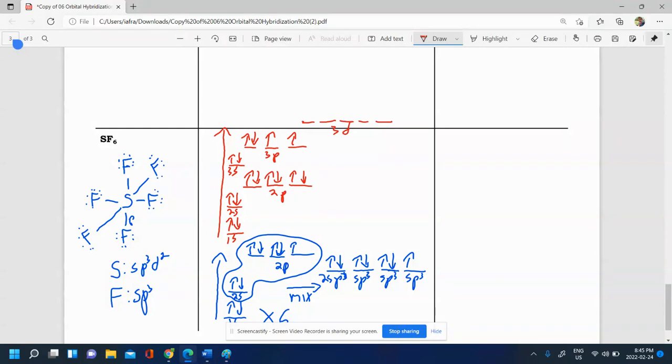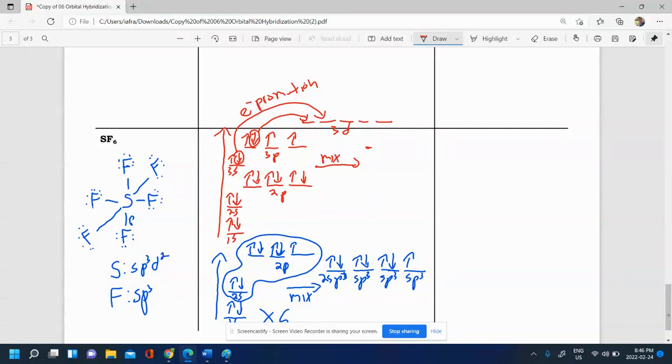Notice we can make an electron jump from here to here, and another electron jump from here to here. So we can do electron promotion, and then we can make them mix at a somewhat intermediate level between all of these, somewhere around here. So we're going to have the 3s mixing with the 3p's mixing with 2 of the d's. So it's going to look like this.